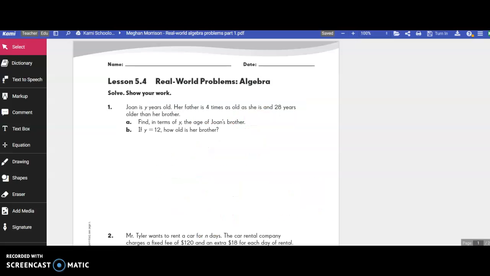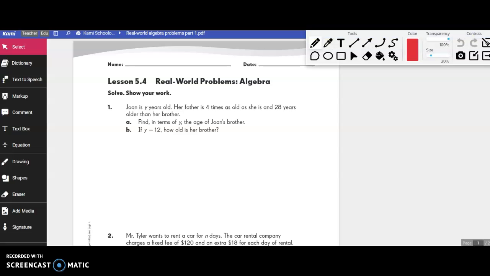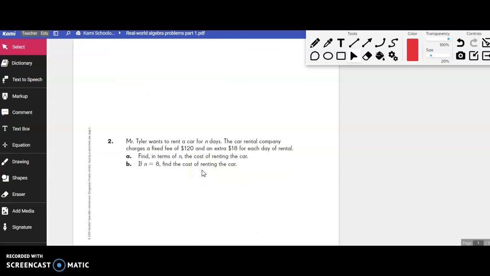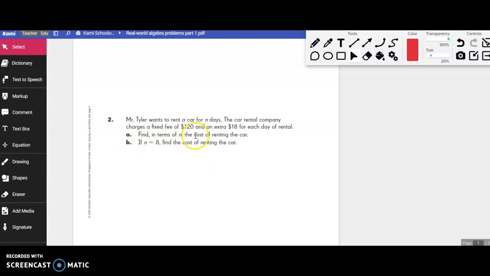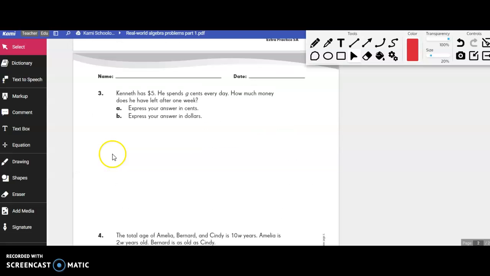You are going to do the same thing. There's an A and a B. It's not multiple choice. Sometimes when we see A and B, we think multiple choice. You'll do both parts. So you'll have an A where you write the expression, and then your B, you'll have a number as an answer because they tell you what the variable is equal to. Okay, again, find in terms of n. So you're writing an expression. Then you're getting a number.